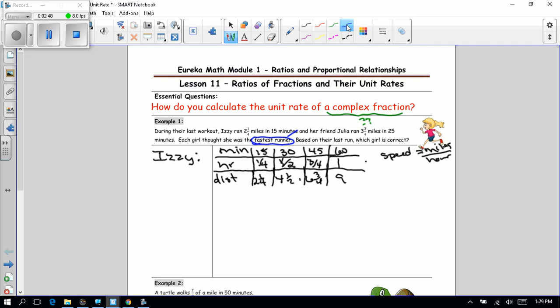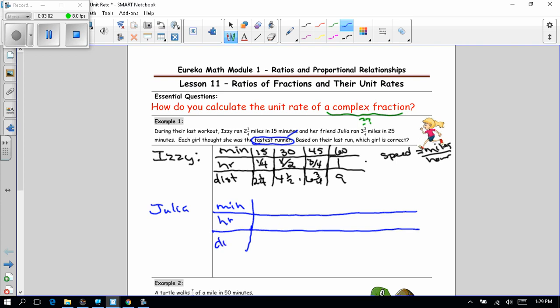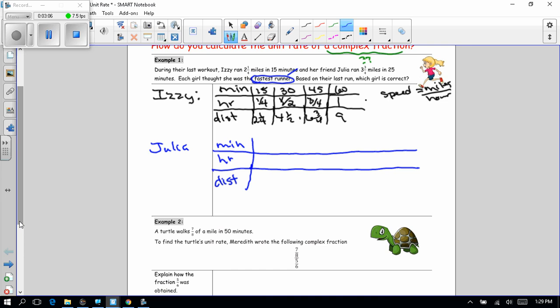Well, let's do the same thing for Julia. Let's keep track of her minutes, her hours, and her distance. All right. And it says that she ran 3/4 of a mile in 25 minutes. So let's do hers in 25 minutes.